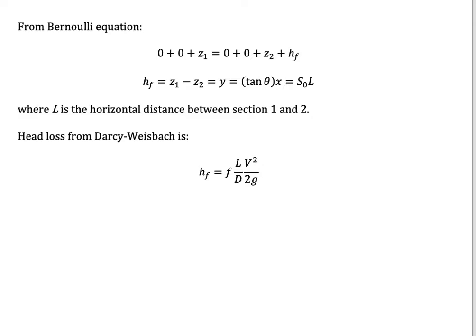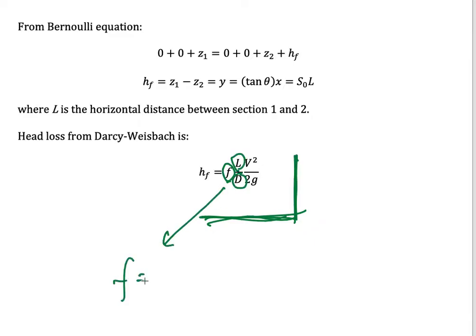Okay, so I think you already know this equation, so I'm not going to explain it in detail. In fluid mechanics 1, we learned about major loss and minor loss. For major loss, we can calculate the losses by using this equation: f L over D, V squared over 2g.